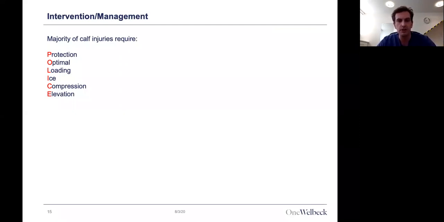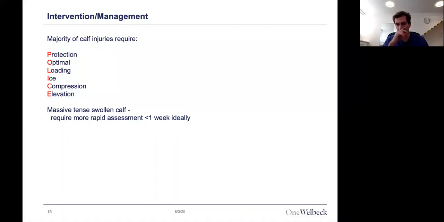the calf. So we'll put them in an air cast boot probably over the weekend just to offload. From there, we're going to start to optimally load. So start to reintroduce light walking and exercise as pain allows. And in the initial stages, we're going to be icing, compressing, and elevating.